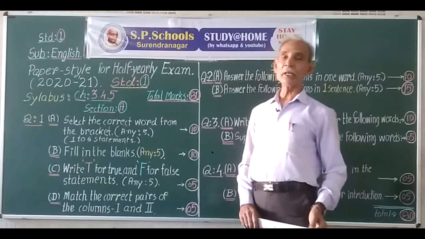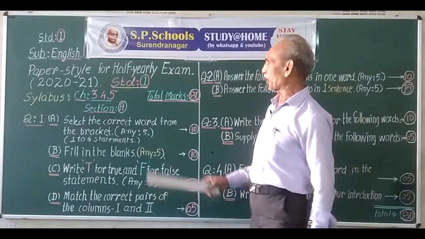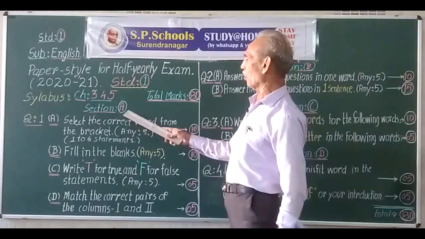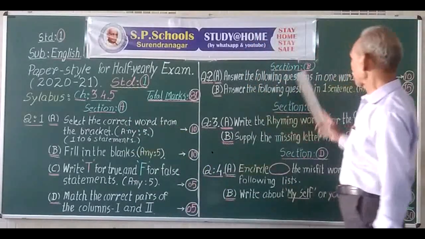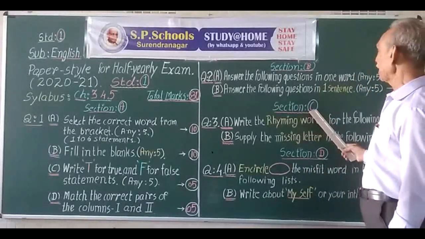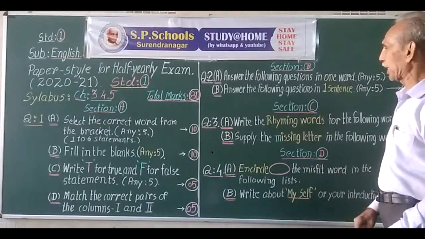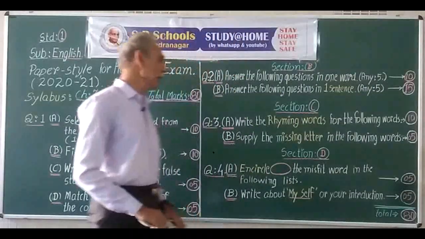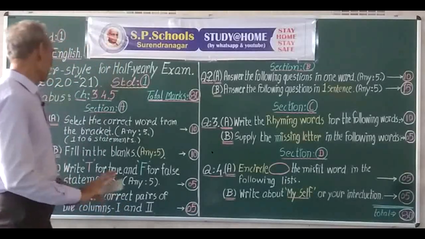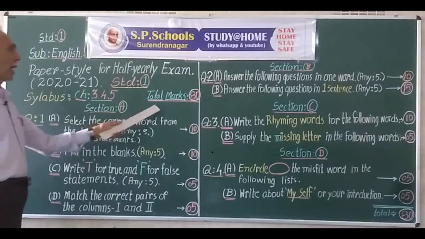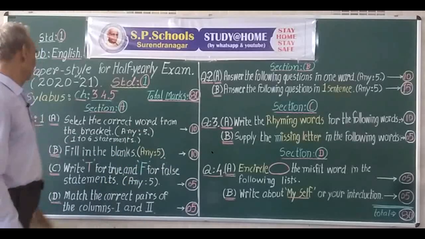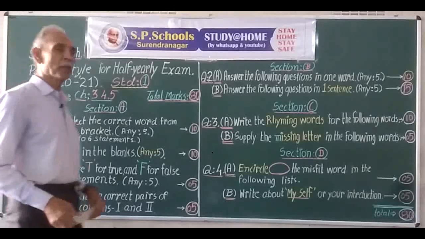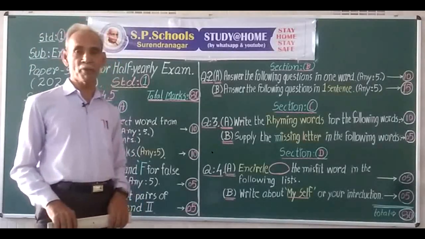The paper is divided into 4 sections: Section A, Section B, Section C, and Section D. Total marks are 80. Maximum marks are 80. Syllabus is from chapters 3, 4 and 5.